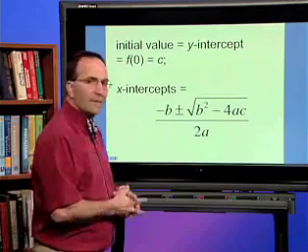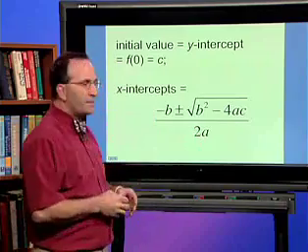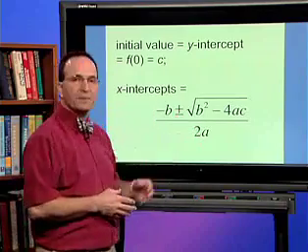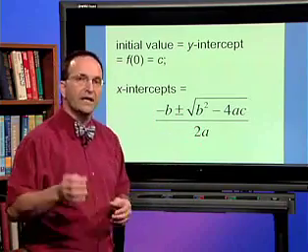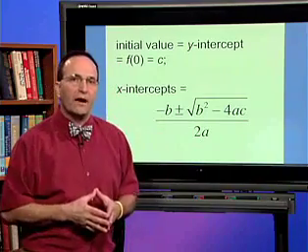The x-intercepts you can calculate using the quadratic formula, negative b plus or minus the square root of b squared minus 4ac over 2a. Now, of course, if it factored, you could do it that way as well.